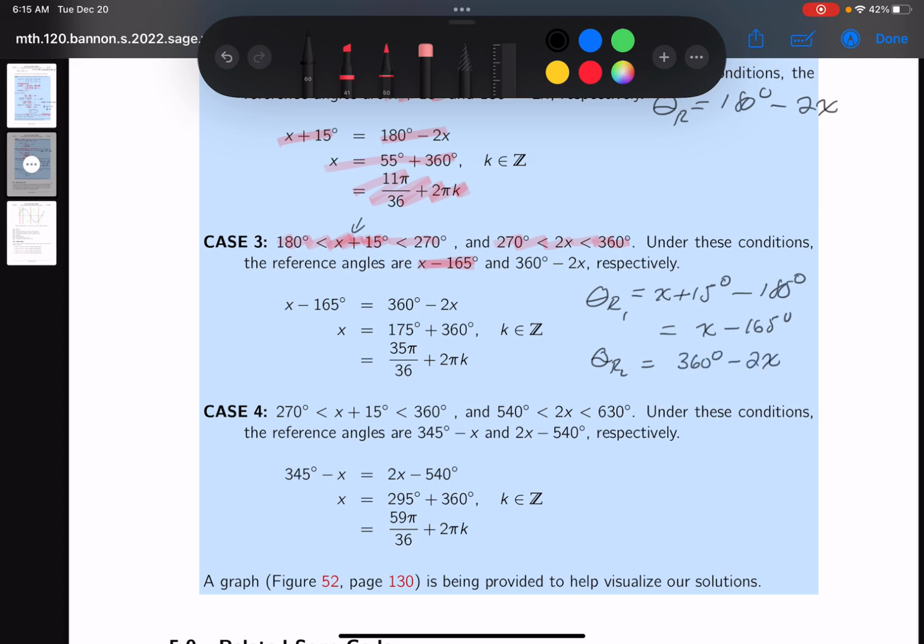All right, I'm using degrees because it's easier for me to handle, at least writing it and typesetting it. So let's write that down. The references would have to be equal. So x minus 165, that reference would have to equal this reference over here. And that's pretty simple to solve. What do you get? 175 degrees, and then they convert it to radian measure.